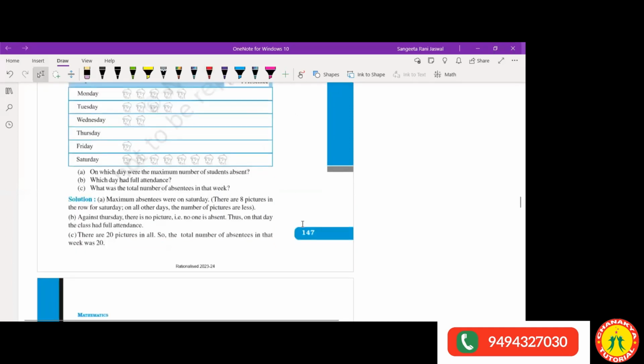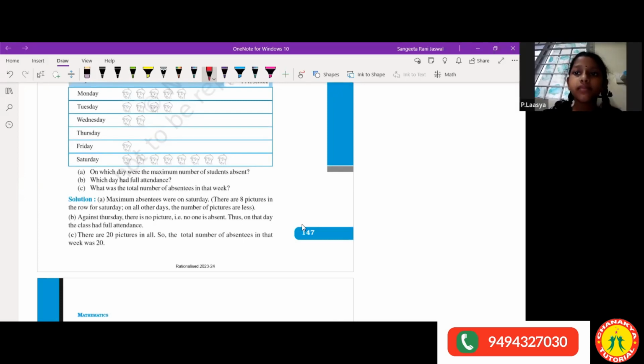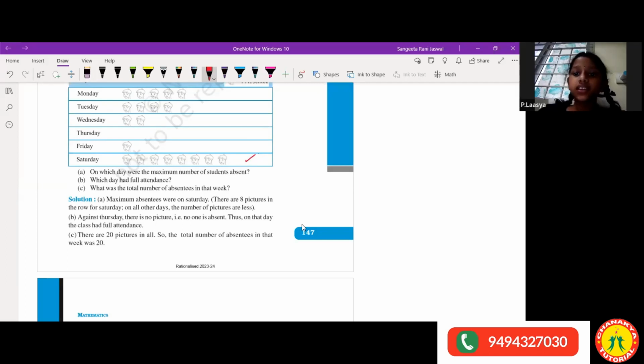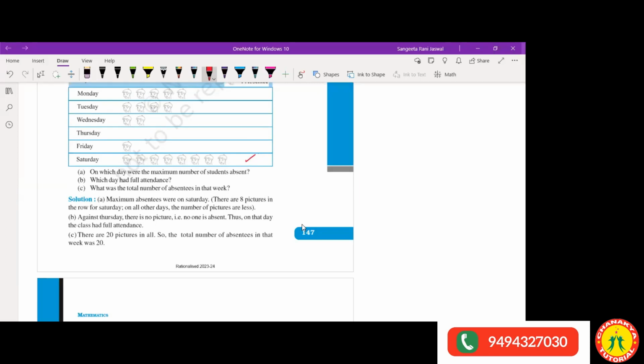Then there are some questions which are asked here. On which day were the maximum number of children absent? On Saturday, ma'am. So by looking at the picture, you can just give your answer. Isn't that easy? Yes. So this is the way a pictograph helps you in understanding things.